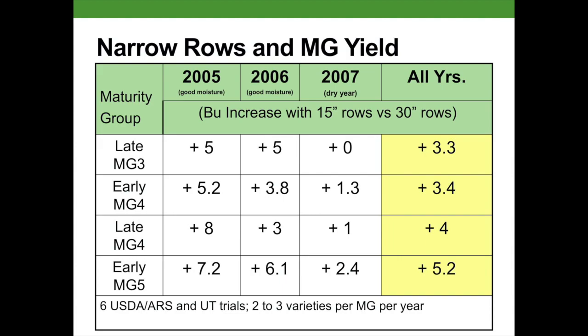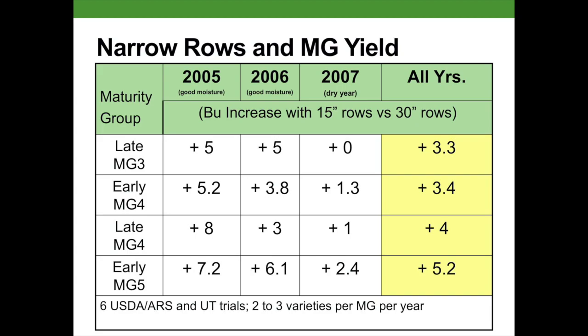And some of the older work that we've done where we were specifically looking at maturity groups, I think supports that. Regardless of the maturity group, we can get a response to a narrow row. We are canopying a little bit quicker, we're intercepting more sunlight, we're suppressing weeds. There are lots of good reasons to plant on narrow rows. This is some work that was done a few years ago now, but it just kind of illustrates that all maturity groups respond to a narrow row.